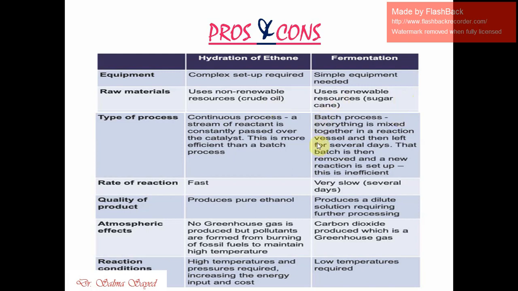We also said that fermentation, as a con, eventually stops, whereas the catalytic addition of steam is a continuous process and it's also fast. Moving on to the quality of the product, hydration of ethene produces pure ethanol, whereas in the case of fermentation, as we said, a dilute sample is formed, so it requires further purification by fractional distillation. And as we've seen, fermentation takes place at 37 degrees Celsius, which is an advantage. This is a low temperature, but the second method, or the hydration of steam, requires much higher temperatures.